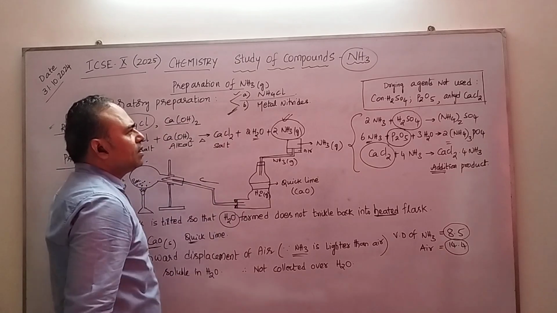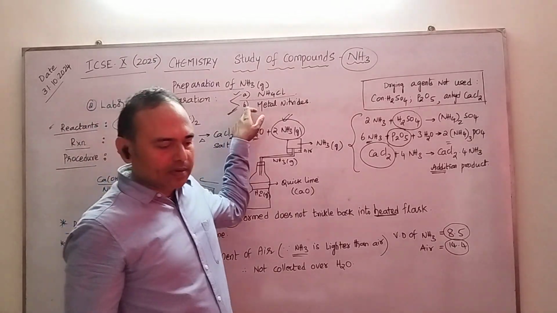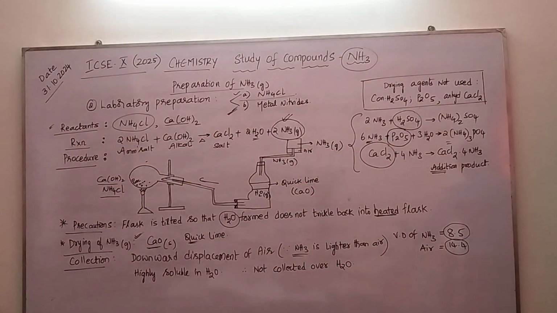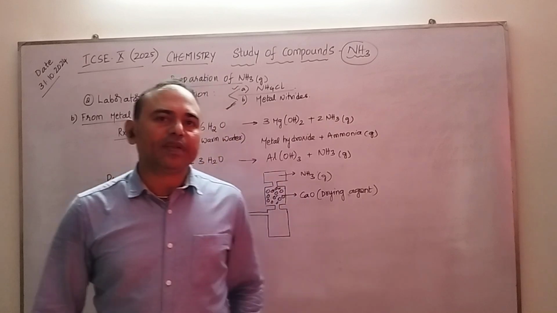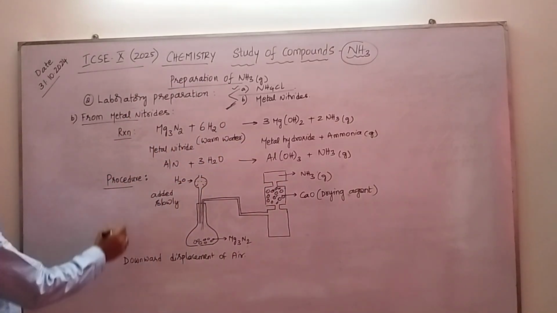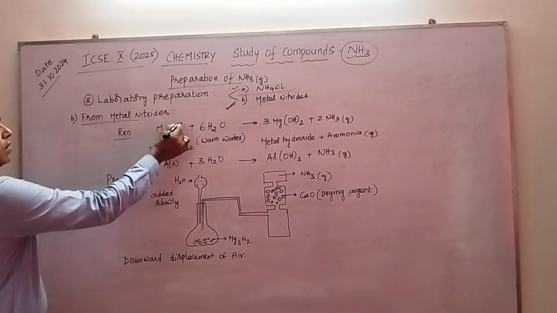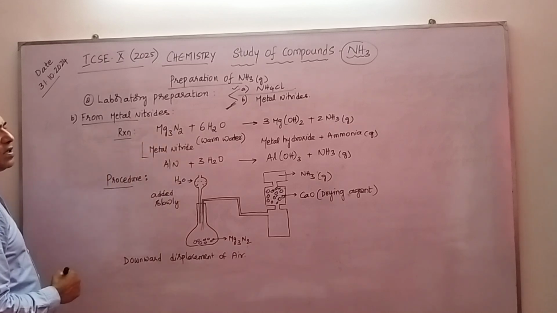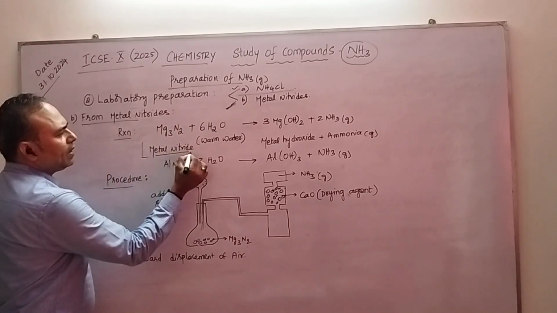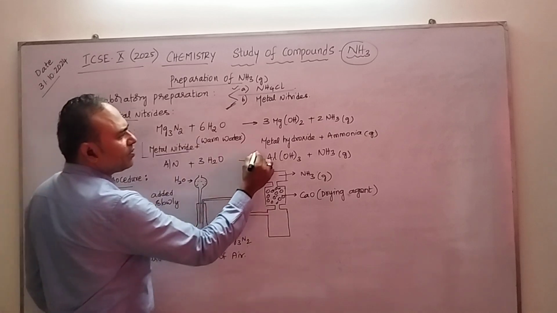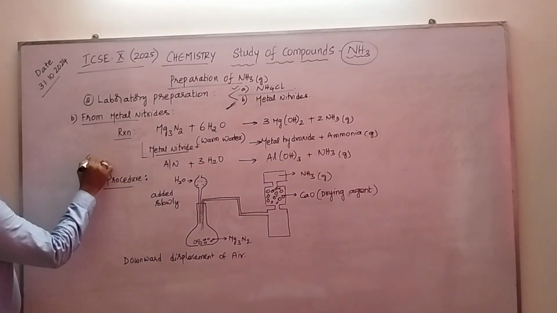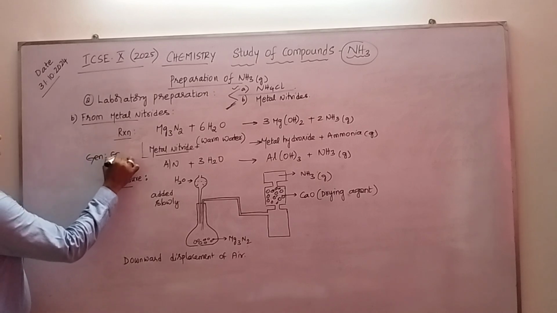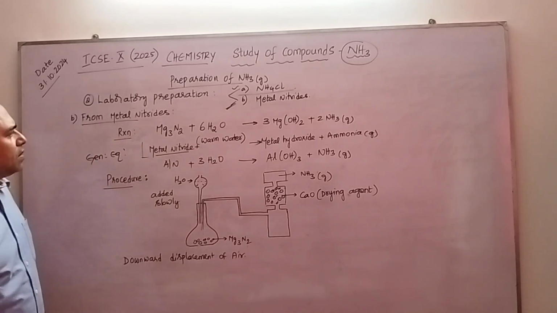So we need to see the preparation using metal nitrides. Now the second method we'll discuss, that is from metal nitrides. See, you can take the general equation. What is that? Metal nitride with warm water gives metal hydroxide and ammonia gas. So don't forget the general equation, because we can take a number of examples using the general equation.